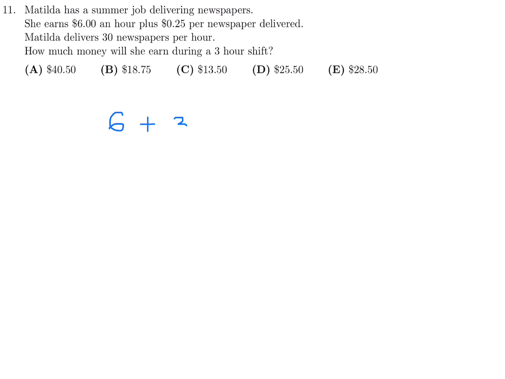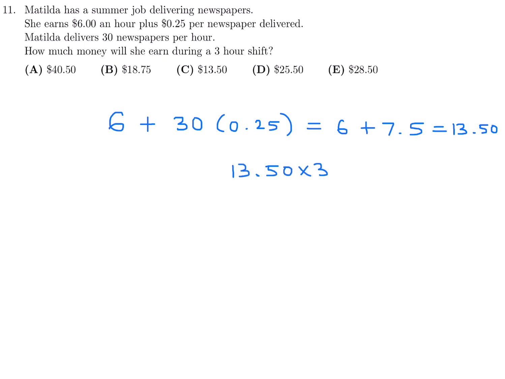$6 plus 30 newspapers times 25 cents per newspaper. That is what happens in 1 hour. So it's 6 plus 30 times 0.25, which is 7.5, so $13.50 is what she's earning in an hour. Well, she has a 3-hour shift, so we take $13.50 and multiply by 3. And when you do, you get $40.50. So number 11, the answer is A.